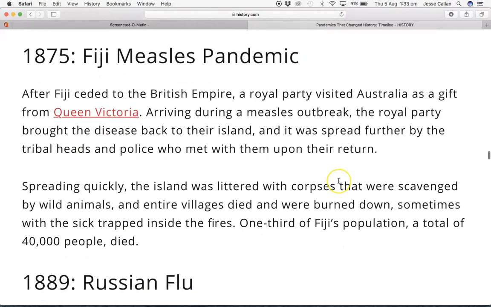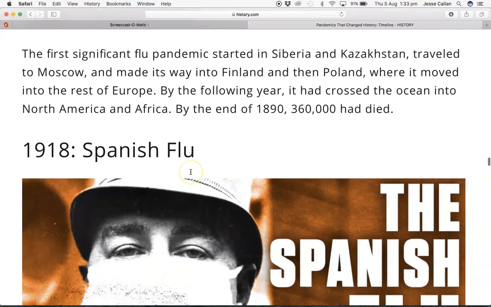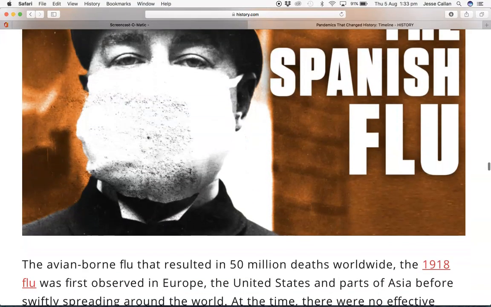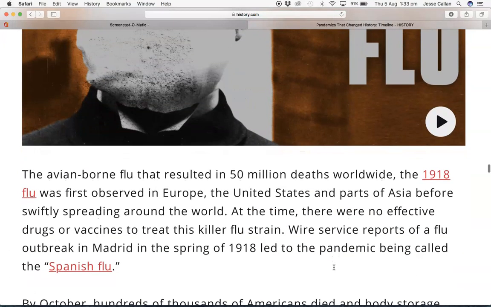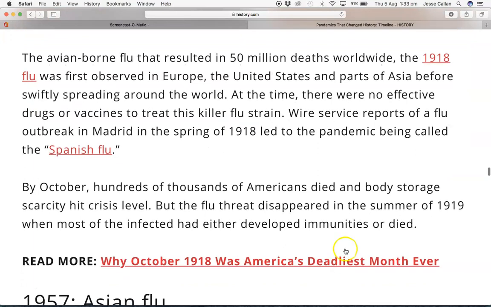We have Fiji measles, the Russian flu. You've probably heard of the Spanish flu recently as well, and this caused 50 million deaths worldwide. That is twice the population of Australia. This was in the early 1900s.